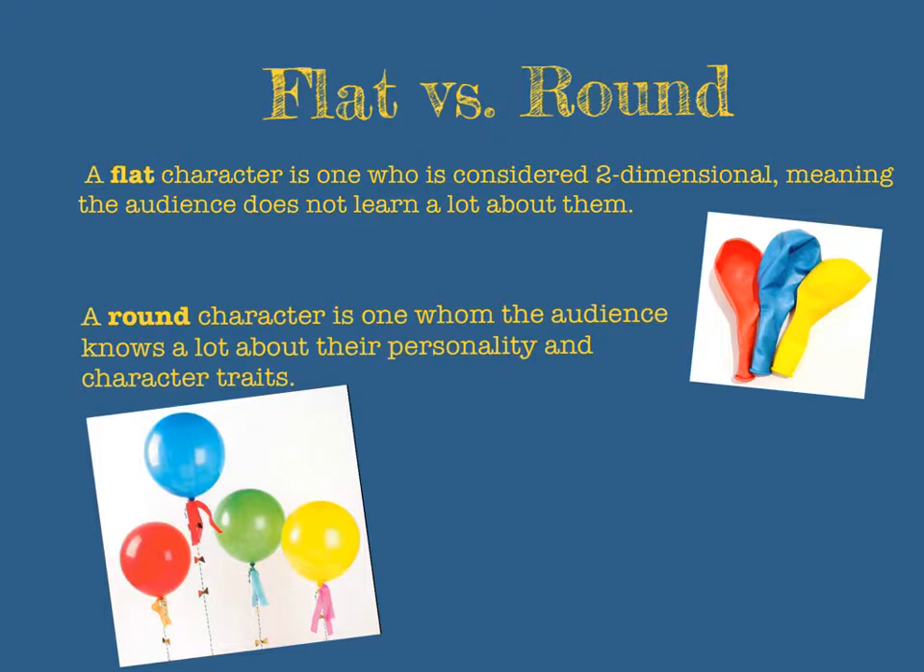And I usually say as a general rule of thumb, 5 big puffs of air is enough to make a flat balloon round. So if you can name 5 substantial traits or details about a character, then most likely you are dealing with a character who is round.